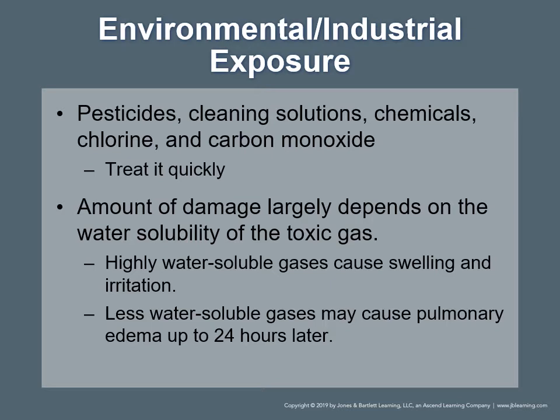Environmental and industrial exposure. Potentially toxic substances can be inhaled, often at industrial sites. These include pesticides, cleaning solutions, chemicals, chlorine, and carbon monoxide. The amount of damage largely depends on the water solubility of the toxic gas. Highly water-soluble gases such as ammonia will react with the moist mucous membranes of the upper airway and cause swelling and irritation. Less water-soluble gases such as phosgene and nitrogen dioxide may get deep into the lower airway where they may cause pulmonary edema up to 24 hours later.